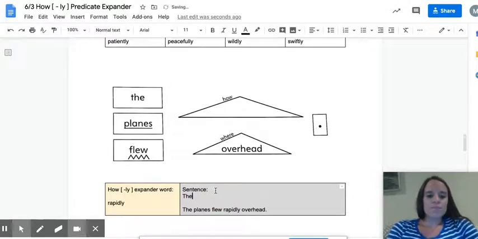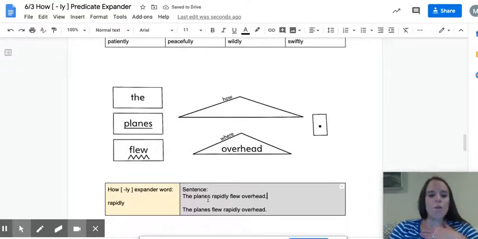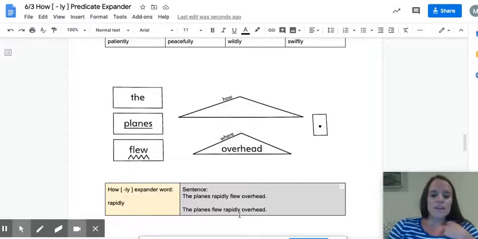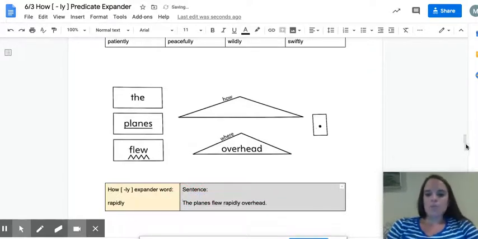The planes rapidly flew overhead. Okay, so notice how I just moved my how ly predicate expander to be before the action predicate. Here it's after. So you don't have to write two sentences. You can just pick one way to do it. So that would be my example.